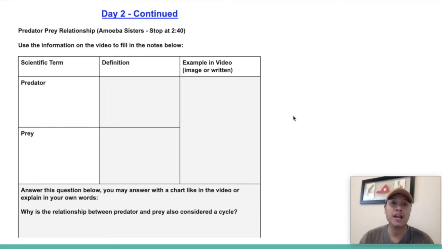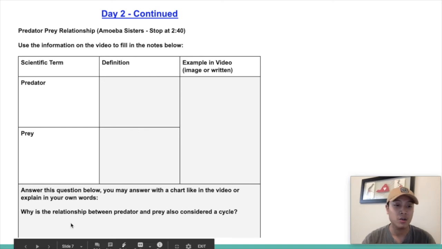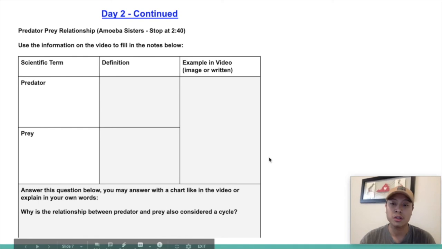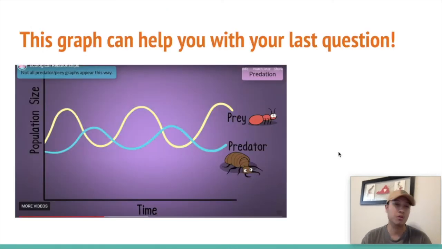So now that we're looking at this sheet for the continuation for day 2, make sure that you include your definitions for predator and prey here from the video, and then examples in the video that you would like to use. Now you can use that antlion example with ants, or if you have an example using your prior knowledge, you can include that here as well. Now, for the last question that I've had, why is the relationship between predator and prey also considered a cycle? You can look back at the video closer to the end, nearing 2 minutes and 40 seconds, or I have this slide for you to look at too.